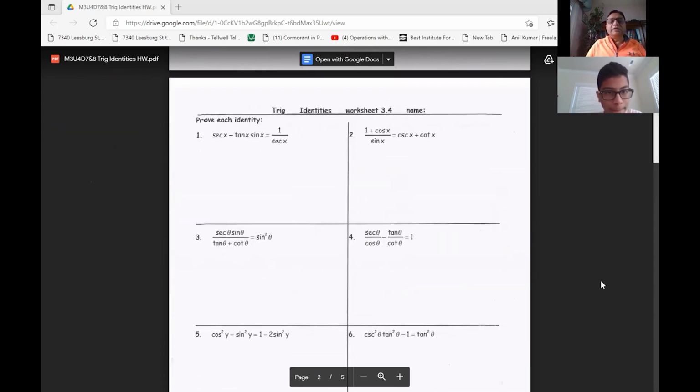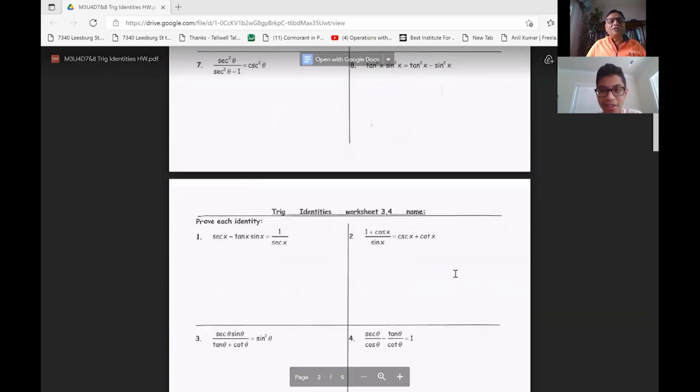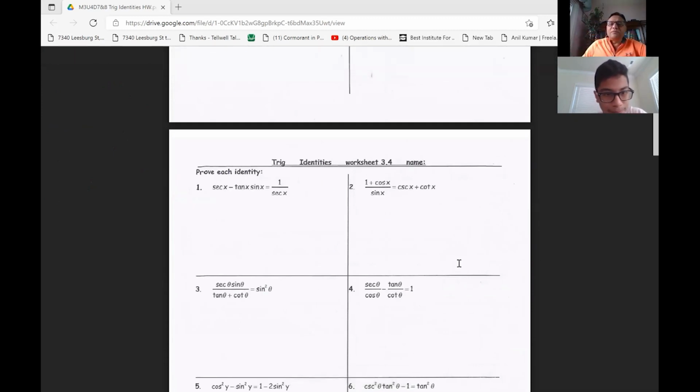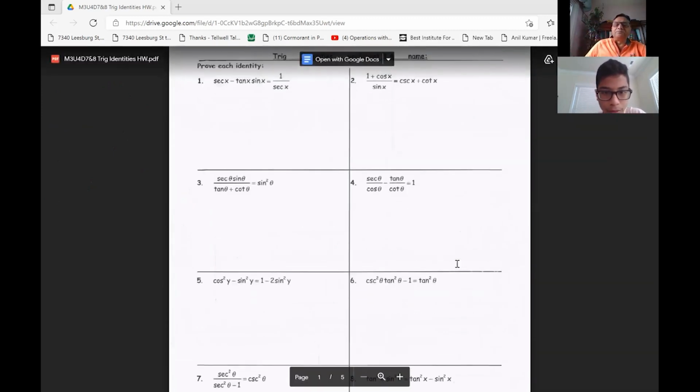Is it the same worksheet or a different worksheet? I think it's the same worksheet, right? It's the same one, I think. Okay. So did you understand all these things which we talked about? We're basically just approaching them in a different approach.